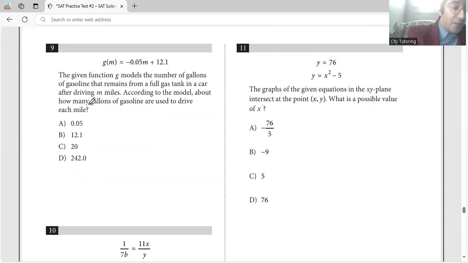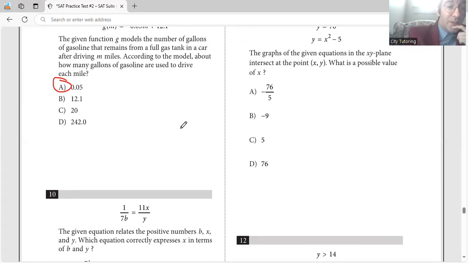Number 9. It says the given function g models the number. They gave you a linear equation here with a slope. They're asking how many gallons of gasoline are used to drive each mile. That's easy. It has to be 0.05, because you drive in miles, so you have to multiply, and the only multiplication you have here is 0.05. So A.